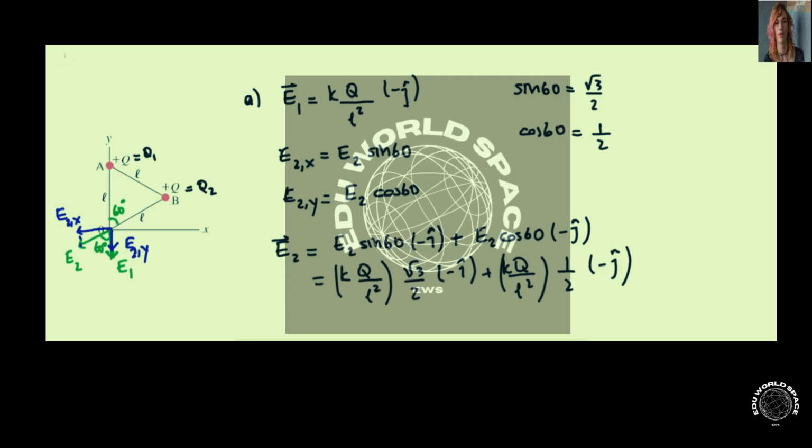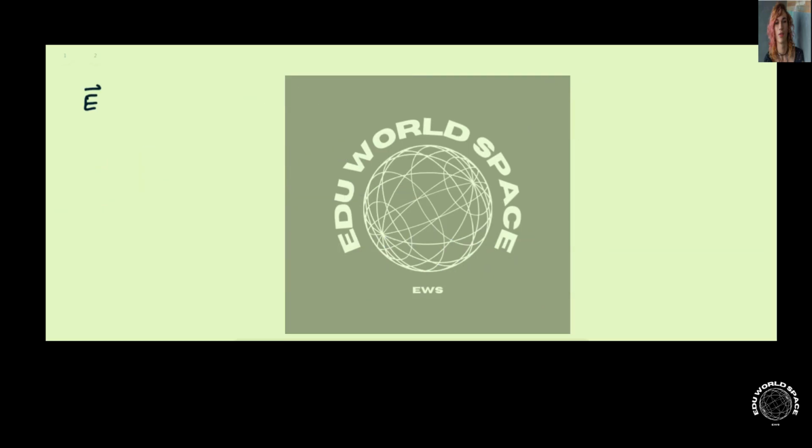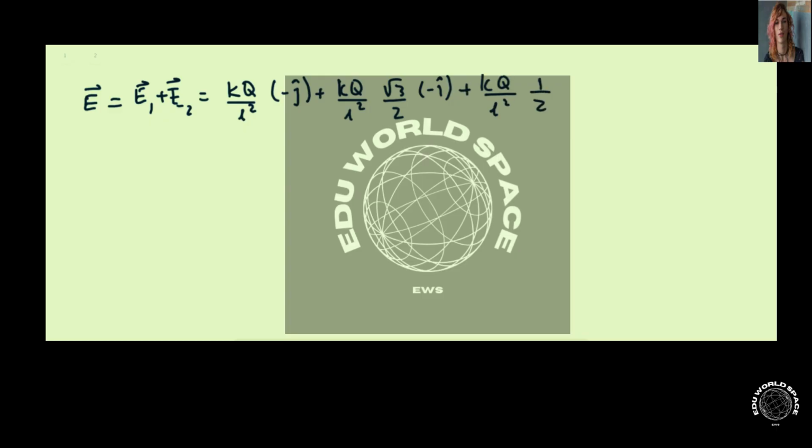All right, now we have the E1 and E2 vectors. All we need to do is add them to each other, right? Let's do it on a new page. So the total E equals E1 plus E2, which is KQ over L squared, negative j hat, plus KQ over L squared, square root of 3 over 2, negative i hat, plus KQ over L squared, 1/2, negative j hat.